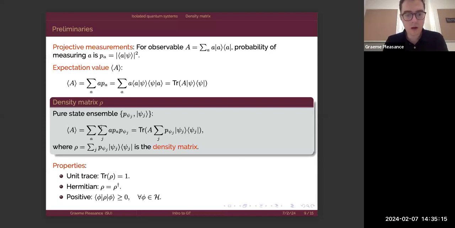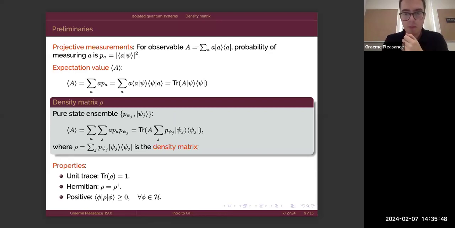And so the way that we can compute the expectation value of an observable for a system described by this ensemble is as follows. Using the same logic as before, this can be written in terms of the trace of our operator multiplied by this quantity. And this quantity we define as rho, which is the density matrix.